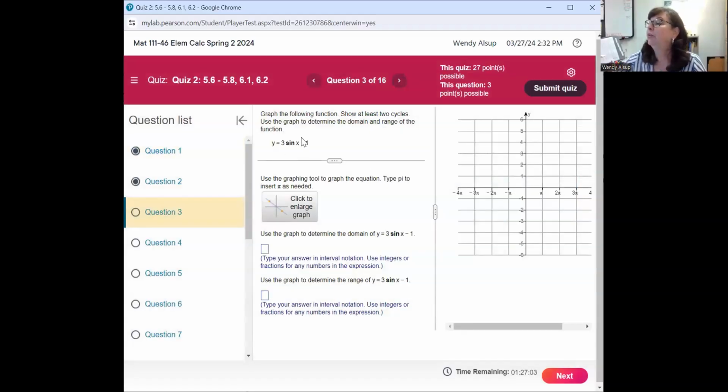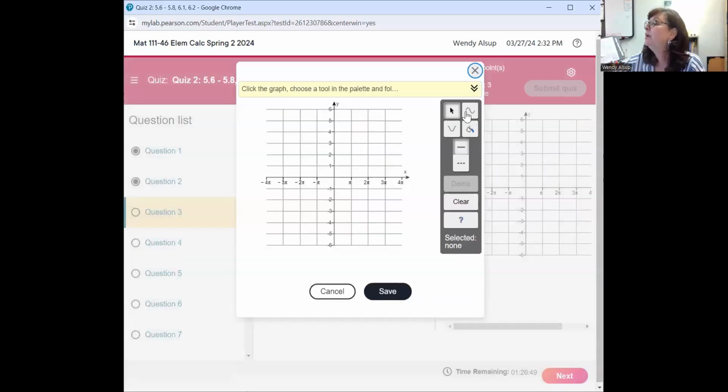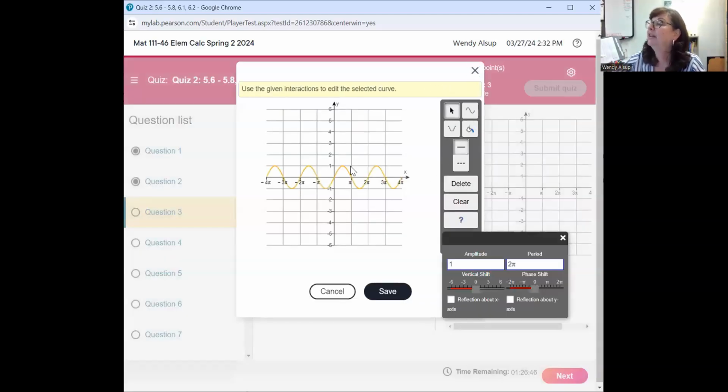Number 3, 3 sine x minus 1. So I am changing my amplitude by a factor of 3. And then I'm going to vertically shift it down 1. So this is 3 sine x minus 1. I'll choose my sine tool, click anywhere. Amplitude, I am changing to 3, and I have a vertical shift down 1. I'm going to save that.